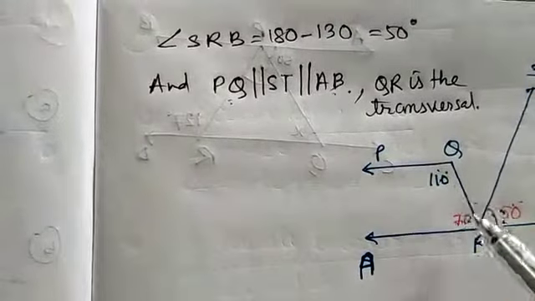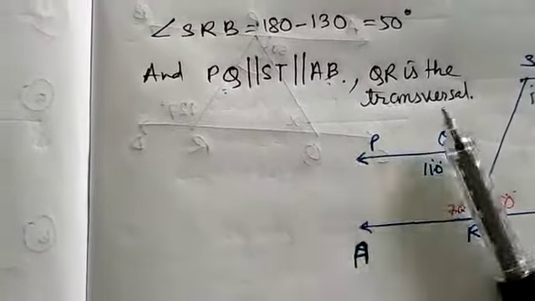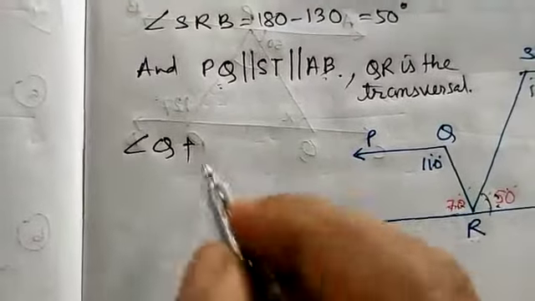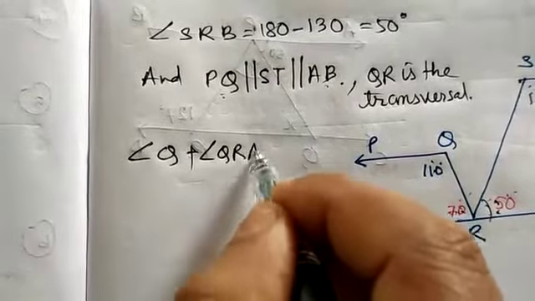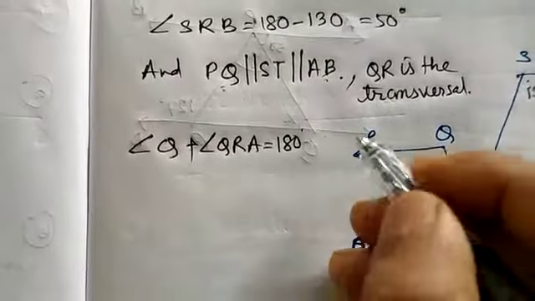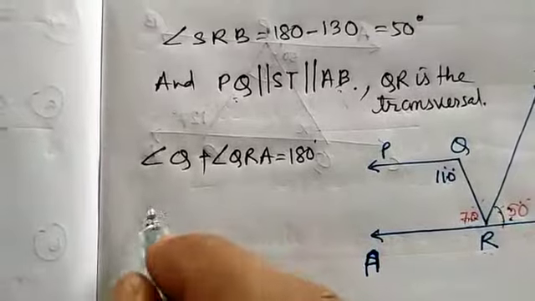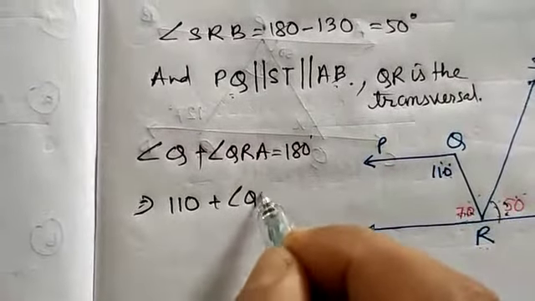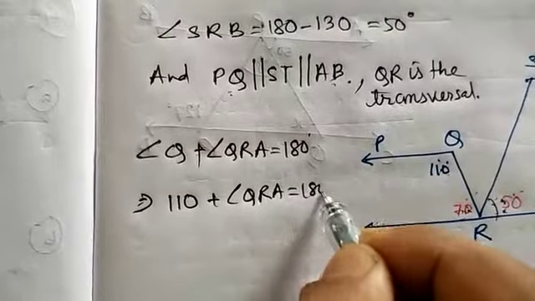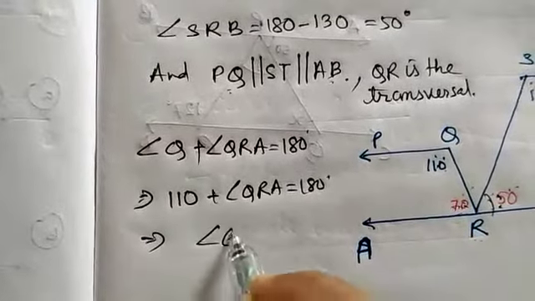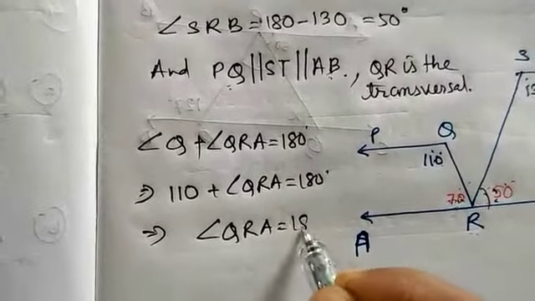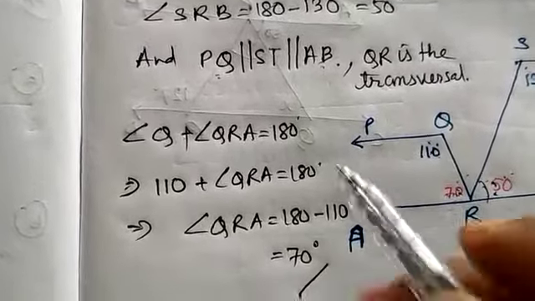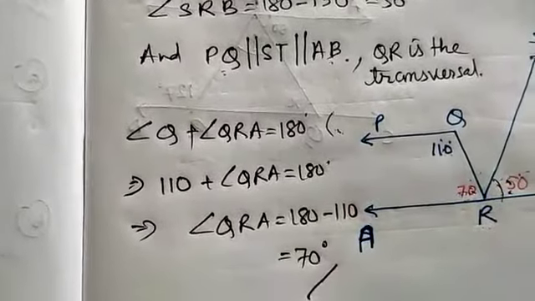So these two angles are again co-interior angles, they are on the same side, this side you can see. So angle Q plus angle QRA equals 180 degrees, co-interior angles. And the value of angle Q is 110. Angle QRA equals 180 minus 110, that equals 70 degrees. You write it here, co-interior angle. So I got these two values.